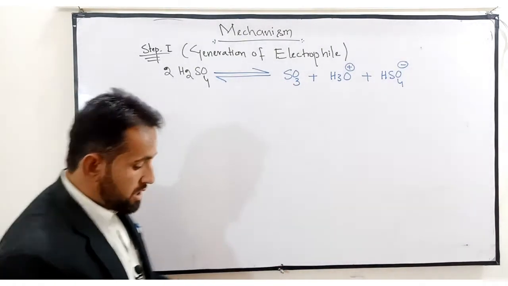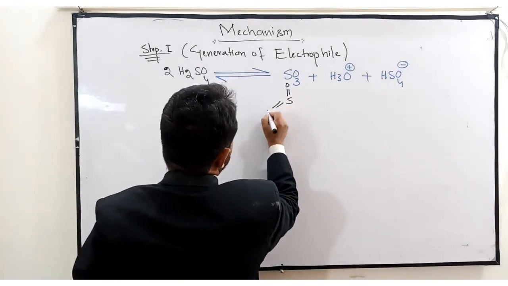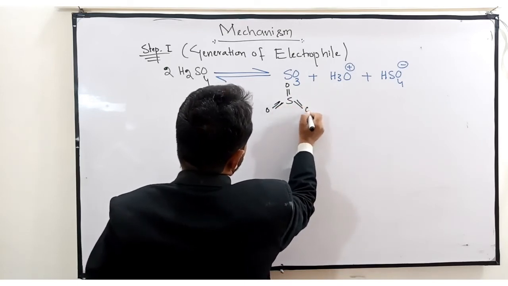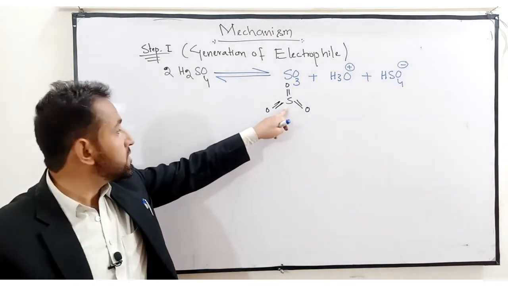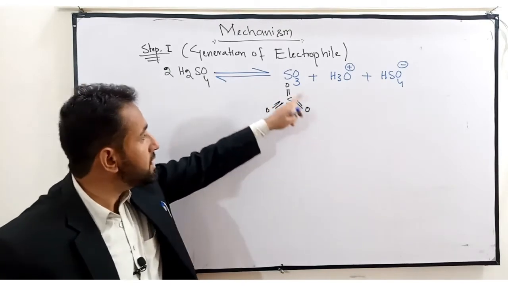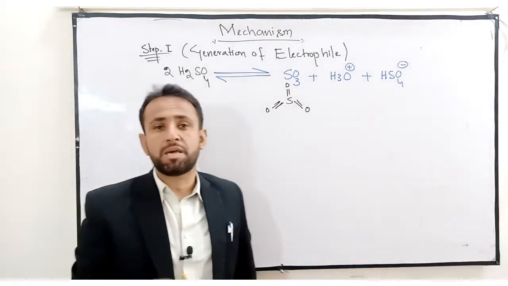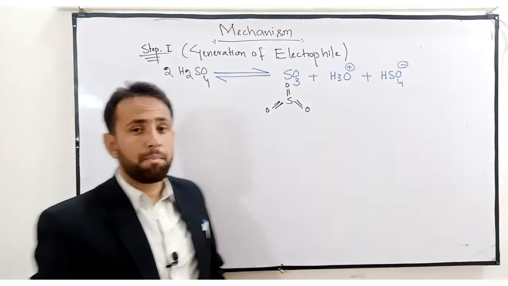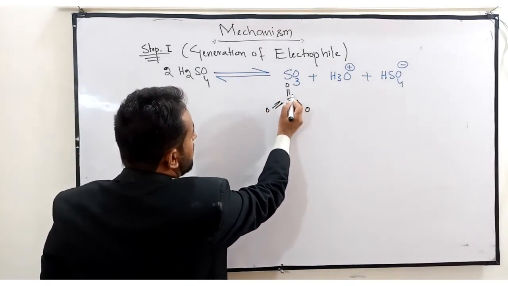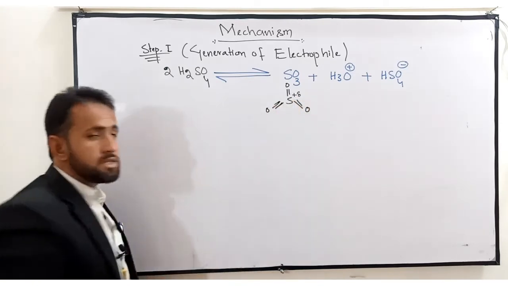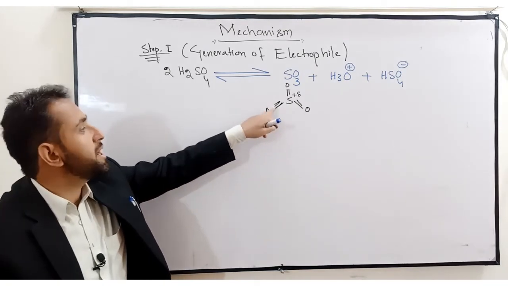We will explain. Look at this, dear student. This is the structure of sulfur trioxide. Since one sulfur atom makes six bonds with the three oxygen atoms, the electronegativity of the oxygen atom is greater than sulfur. So what will happen? This oxygen atom will attract the electrons from sulfur, which creates a partial positive charge on this sulfur atom. Similarly, this oxygen atom also attracts the shared pair of electrons from sulfur.